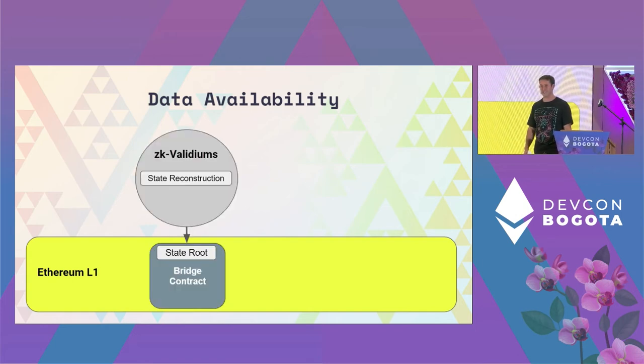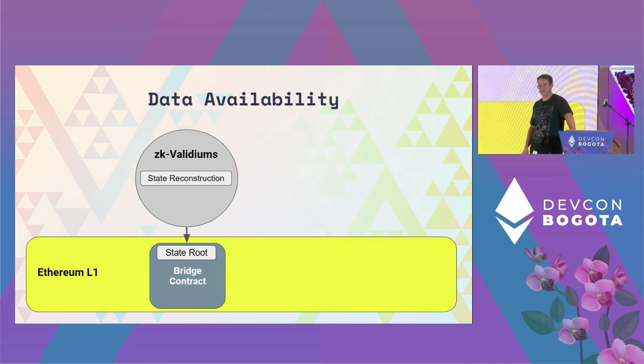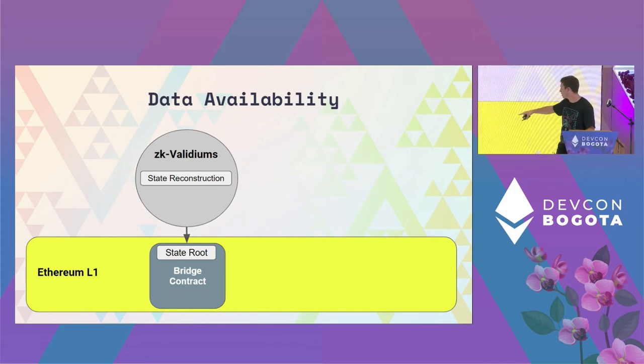We'll talk, this is going to be about L1s and L2s. For the purists out there, L2s would only be rollups, but I'll use both back and forth. So ZK Validiums. Validiums have their state root on the bridge contract, and then they have their state reconstruction that's off-chain. It goes through a data availability committee to go on-chain to be able to make it so you have that data, but it is permissioned on that side of things.